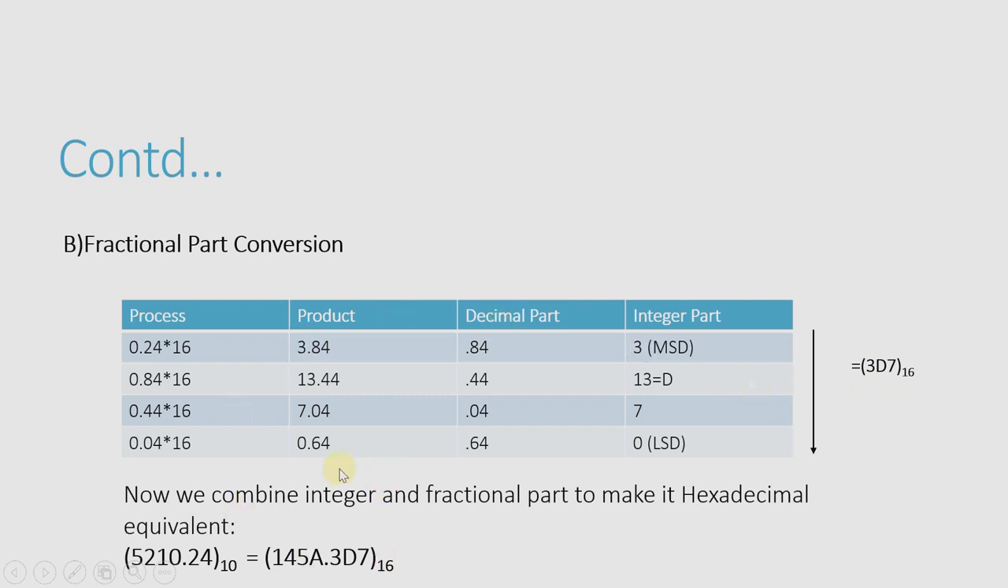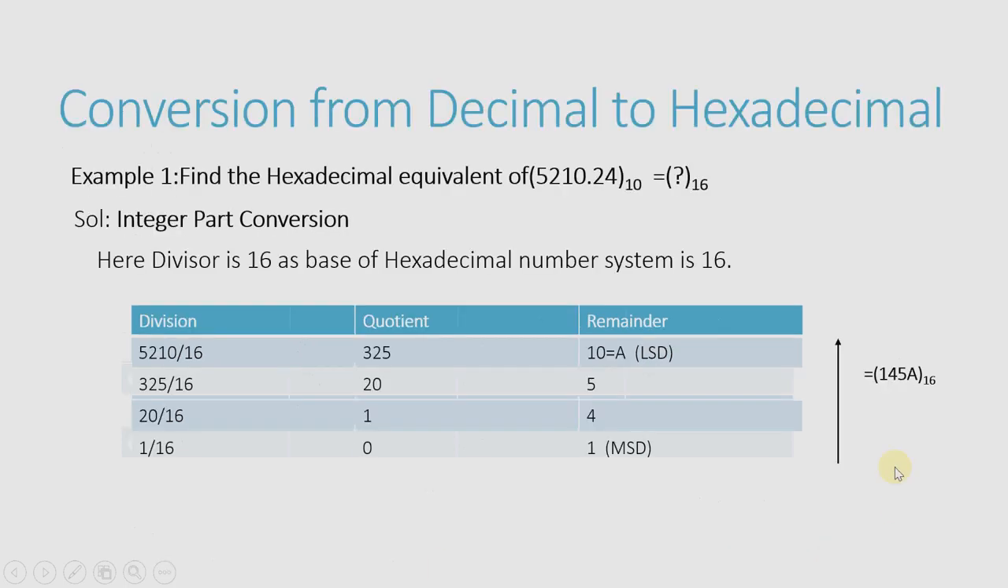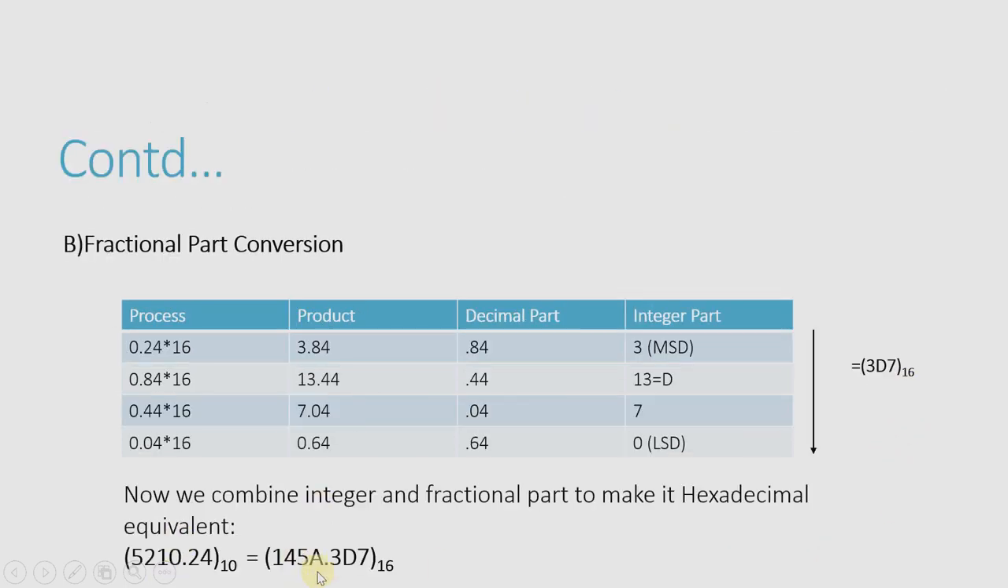We already converted the integer part, and we already converted the fractional part. Now what we have to do is combine both the integer as well as the fractional part to make the hexadecimal equivalent. So here we have the integer part 145A, dot, 3D7. So this decimal number is converted into the equivalent hexadecimal number.